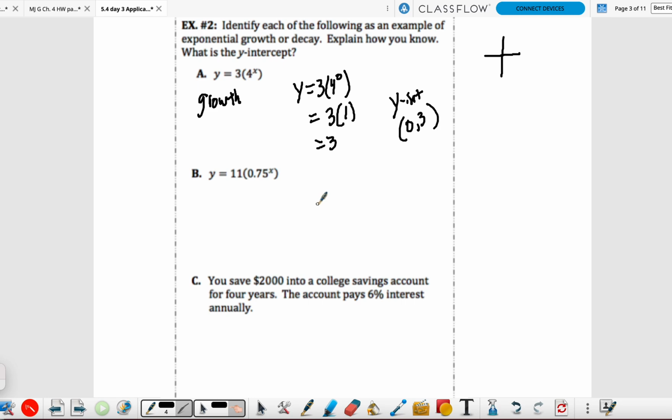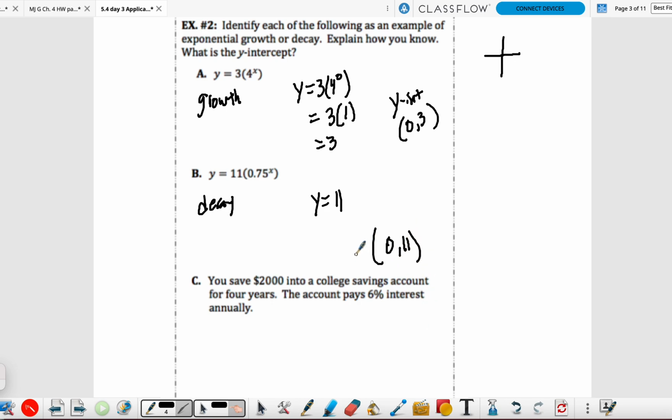Let's look at this next one. y equals 11 times 0.75 to the power of x. That is growth or decay? Because it's a number less than 1, it is going to be decay. To find the y-intercept, we just plug 0 in again. We can do this a little faster this time because if we just plug in 0 here, we know this whole piece goes to 1, so we just get 11. So our y-intercept is the point 0, 11.